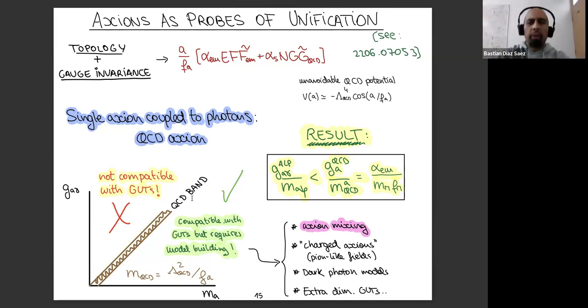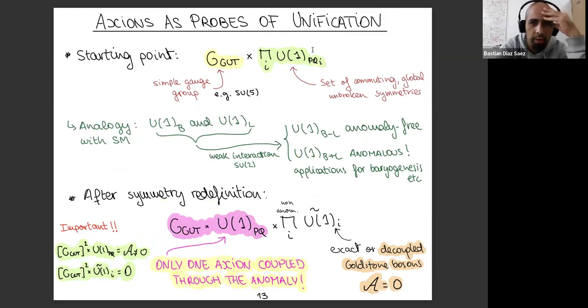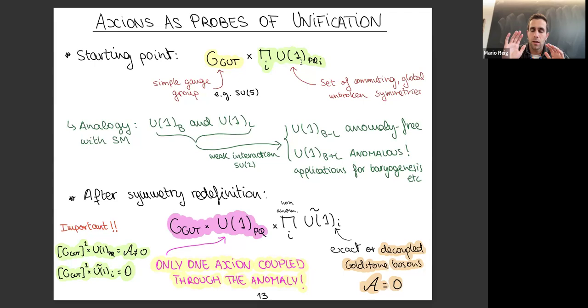Sorry, can I ask you once again about the symmetries in the previous slide? So you have the GUT symmetry and an additional U1 global, those are global symmetries. Yes, I have a non-specified, possibly arbitrary number of global U1 symmetries that I can break spontaneously, giving me Goldstone bosons, and I start asking how many axions coupled to gauge bosons I have.